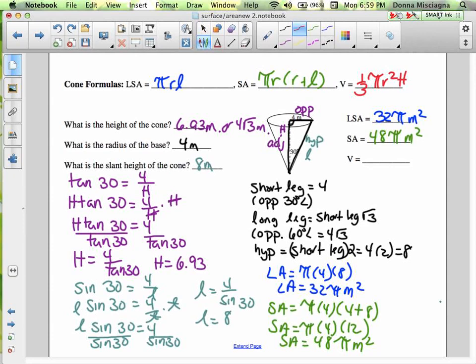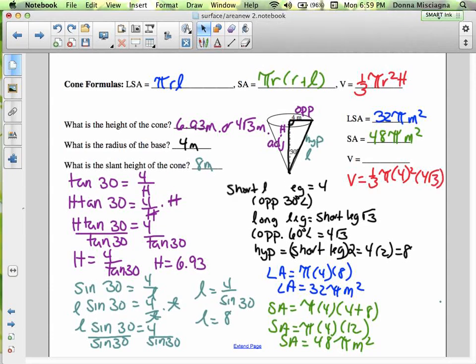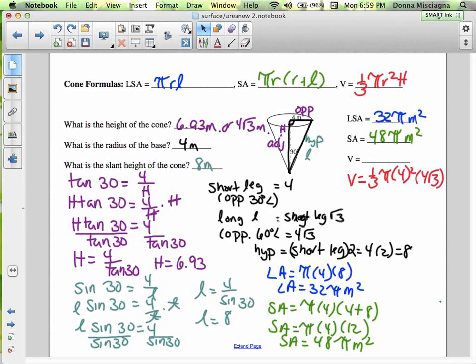Right, and this problem, as well as the review, is in the new set of notes I gave you in class and posted on Schoology. Our volume here is going to be 1/3 times pi times 4 squared times 4 square roots of 3, because we use the height. And then I can actually move this over a little bit so the volume isn't so crowded, because I have all this space in the middle there. So I hope you wrote down this relationship.